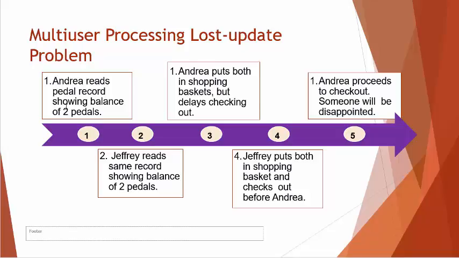So the process flows like this. Andrea logs into a site and it shows that there are two items left, two petals if you will. Jeffrey also logs into the site after her and it shows that there are two petals. Andrea puts the petals in her shopping basket but doesn't check out right away, so she may continue shopping. But Jeffrey goes ahead and checks out before Andrea. So now she's still got these two items there, and there are no items left. So she proceeds to check out, and that causes an error because the inventory is down to 0. So again, you have to have some kind of lockout mechanism.